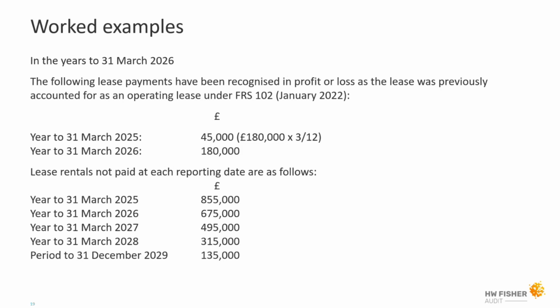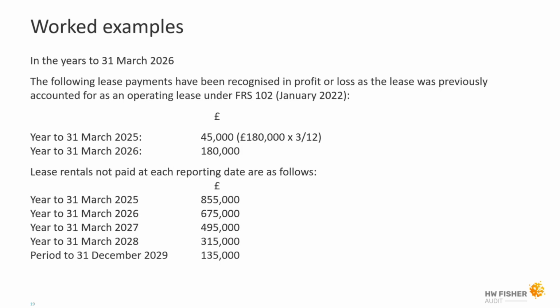So what have we done? Well, up to March 2025, we effectively had 3 months. So we had an operating lease and paid out simply through the P&L £45,000 up to March 2025. Obviously, the new standard starts 1st of January 2026. So for us here, we've got another period to the 31st of March 2026, where we've just got 180,000 as a straight operating lease expense.